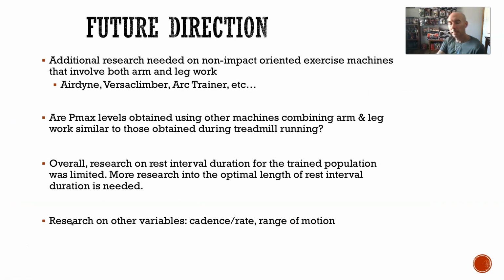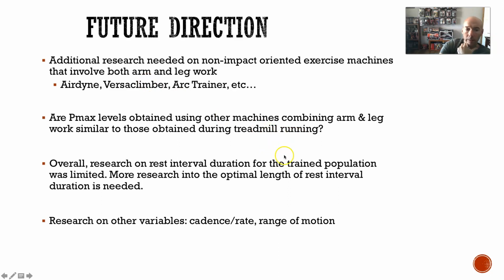Future direction, as I said, there was not a lot of research on the VersaClimber or the Airdyne, so those could be valuable tools. There's just not a lot of research found on them. An arc trainer refers to an elliptical machine. Again, there's not a lot of research on ellipticals either. Could we achieve a Pmax on one of these devices? If so, then that could show it to be a suitable replacement for the treadmill.